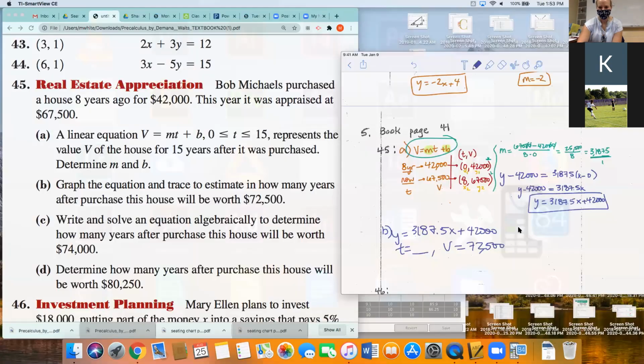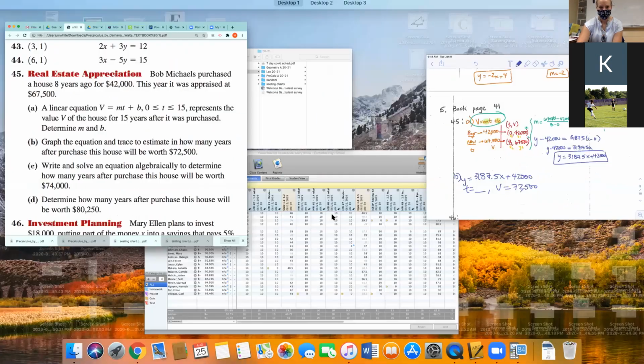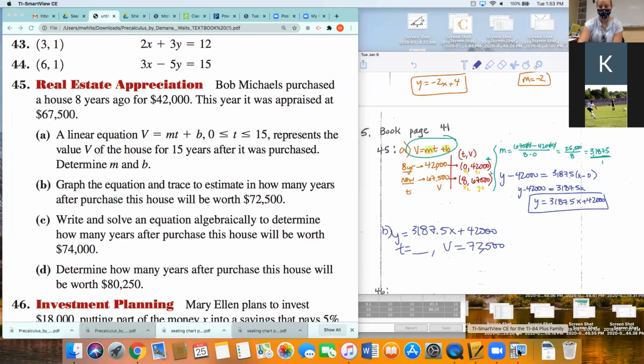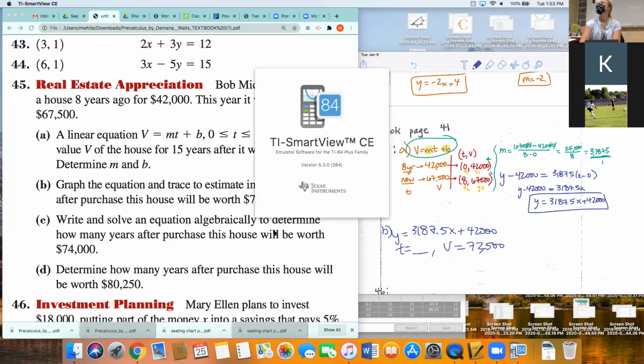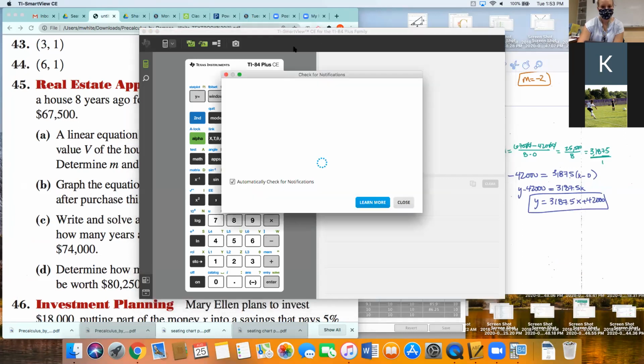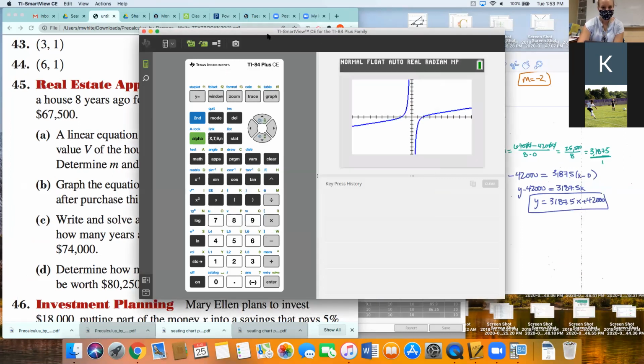Sometimes it takes a minute to open. Whenever you're ready, calculator. Here it goes. Not today.